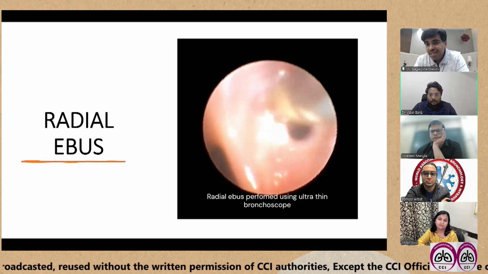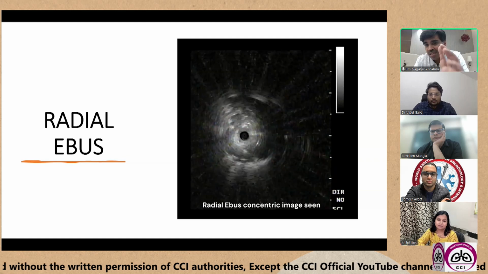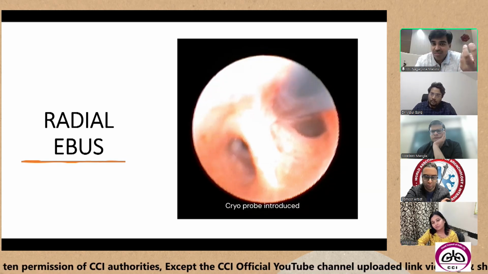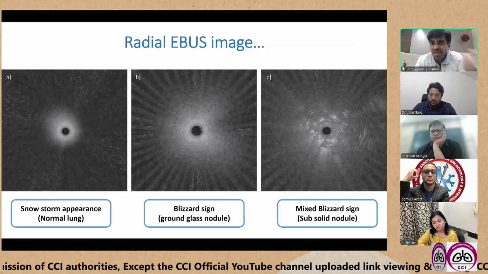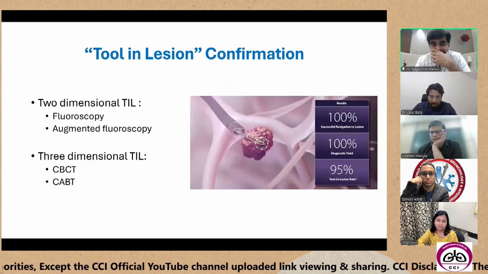So then we went into the adjacent subsegment. And now we have a concentric view. Our aim is to try to get a concentric image, because if you get a concentric image, then your yield is much higher. So concentric, eccentric, adjacent, that is what it is.